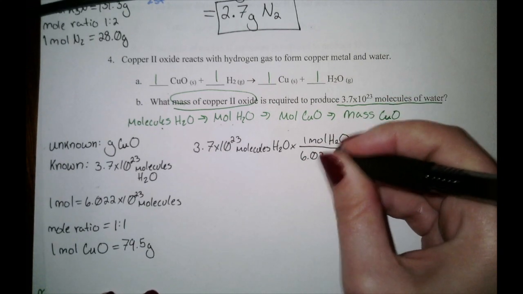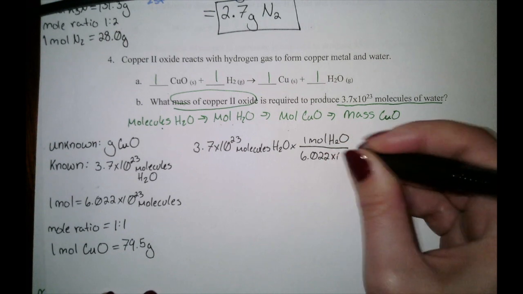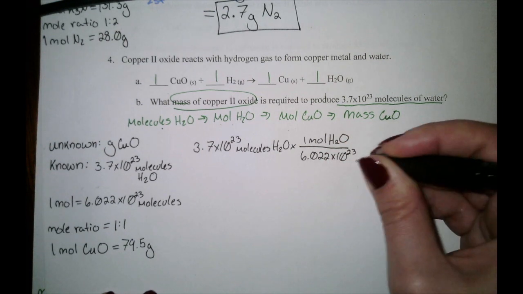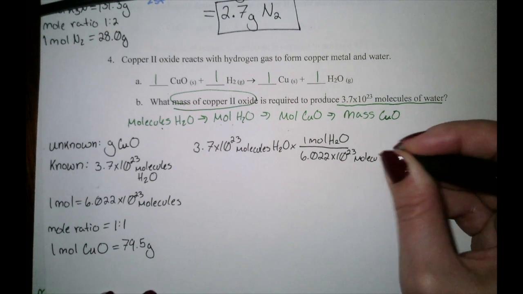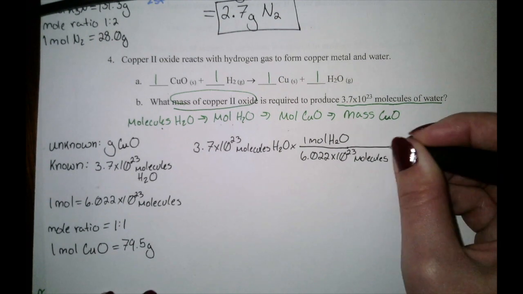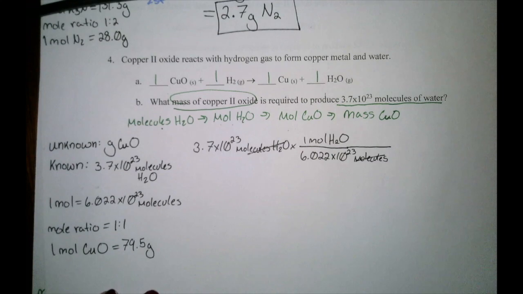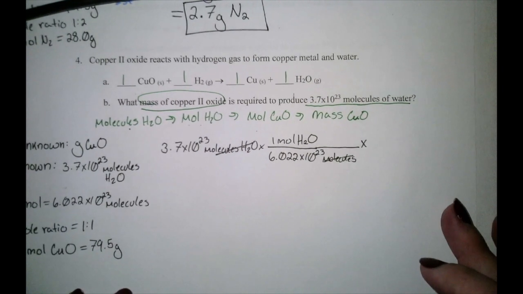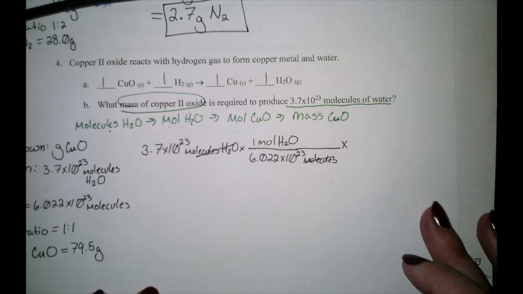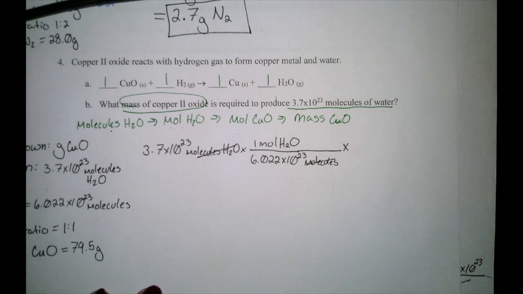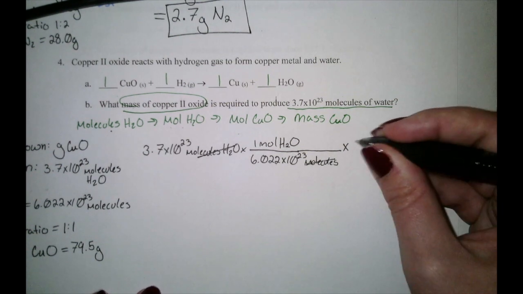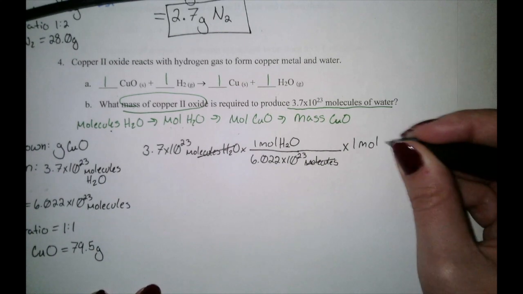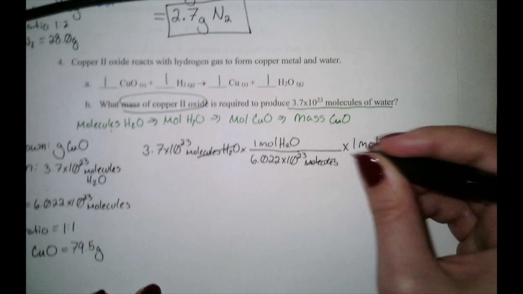1 mole, there are 6.022 times 10 to the 23rd molecules. Molecules of water cancel. Now that we have moles of water, we can use the mole ratio to convert to moles of copper 2 oxide, which again, the mole ratio for this equation is 1:1 for everything.